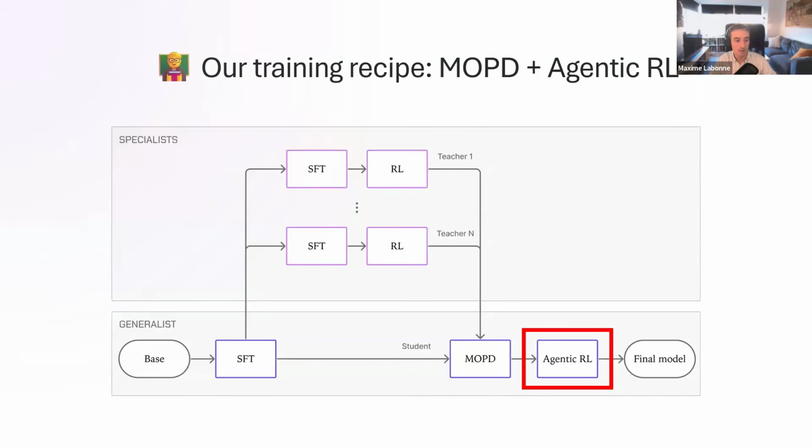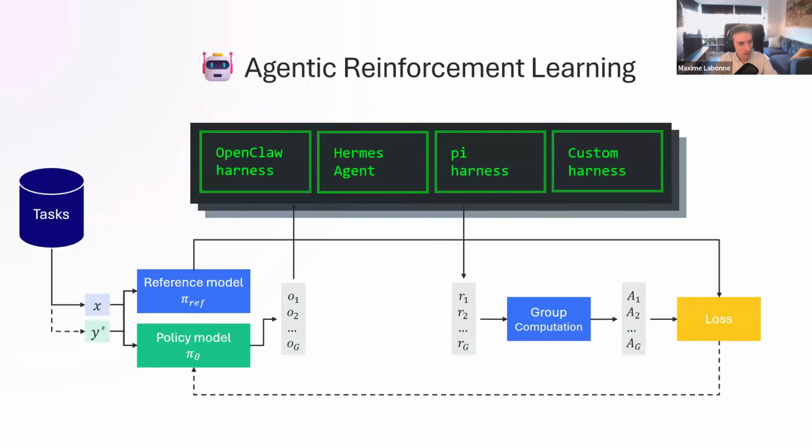All right, we talked about MOPD. So the final stage that we have here is what I call agentic reinforcement learning. This diagram might not be super accurate, but I think it gives you a high-level understanding of what we're trying to achieve here.